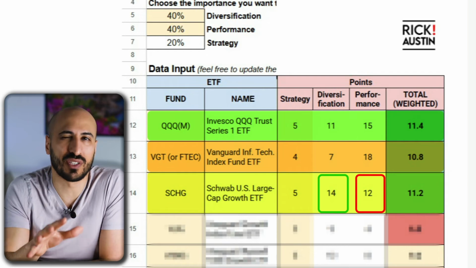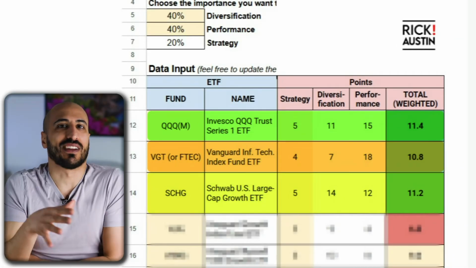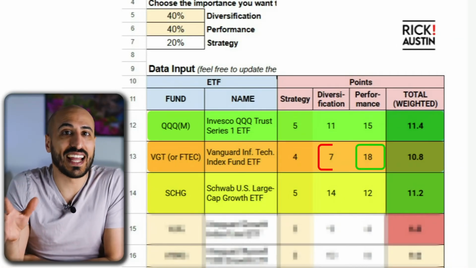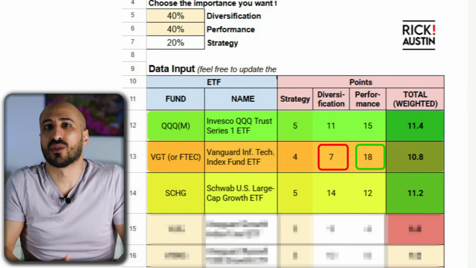SCHG in second position showed lower past performance than the other two, but at the same time is the best diversified ETF among them. On one hand, because it doesn't only include tech companies, and on the other, because it's diversified in terms of number of holdings. VGT in third position is the ETF with the highest performance and the lowest diversification, mostly because it's only focused on tech.